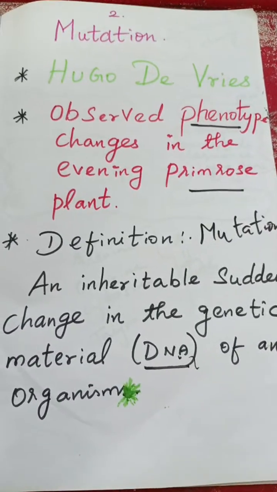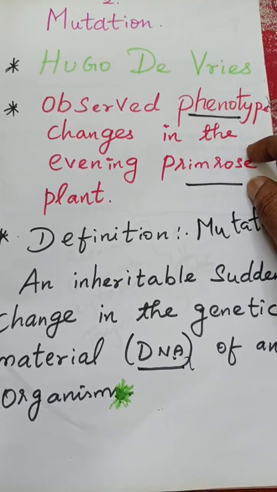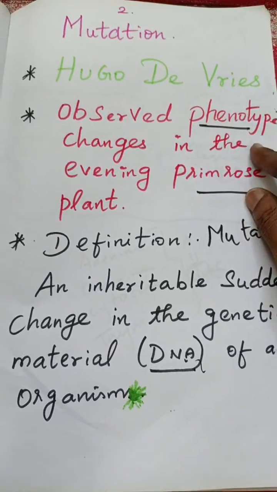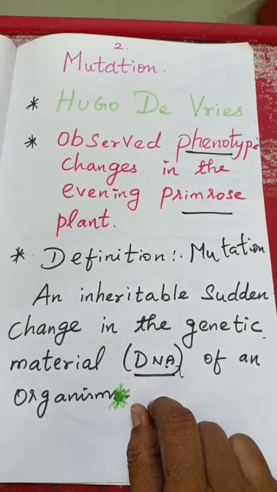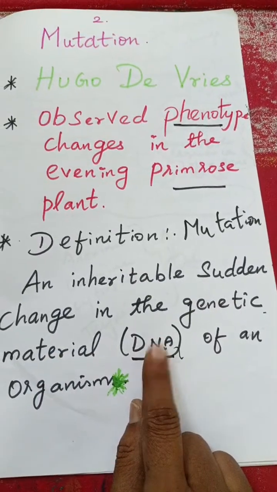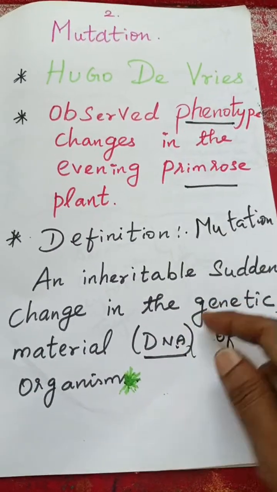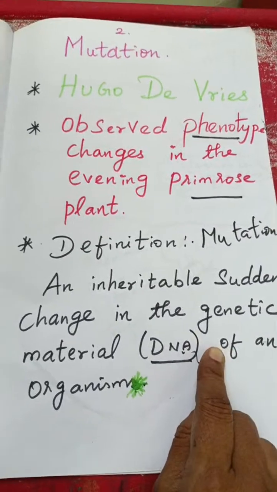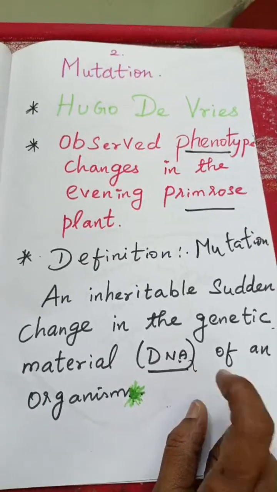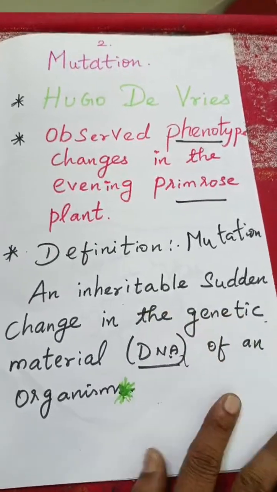And how did he find that? He found phenotypic changes in the primrose plant, so he came to a conclusion that there is a sudden change in the gene. So what is mutation? It is an inheritable sudden change in the genetic material, that is the DNA. Inheritable means it is by birth itself, there is a change in the gene combination itself. It's not acquired, it is inherited. So by birth, in the gene itself, this DNA mutation has occurred. This is the definition of mutation.